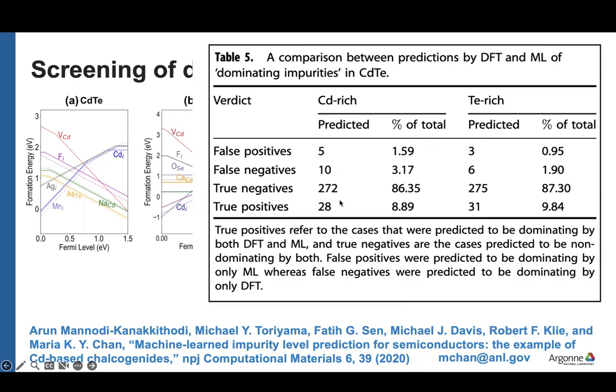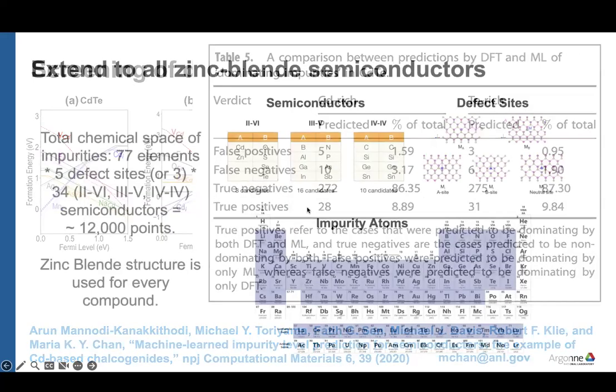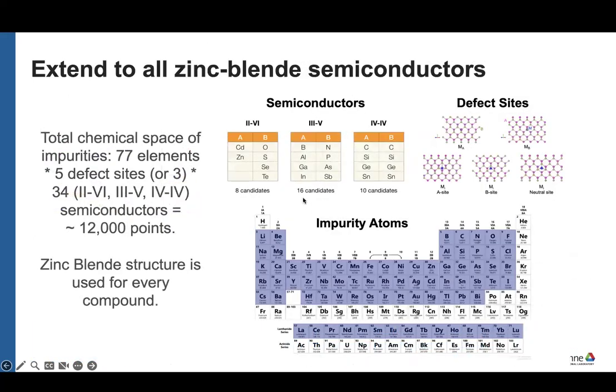So most of the time, you have some false positives and false negatives. So things that the model says are good dopants that are not, things that the model says are not good dopants but are. But then most of the things that were checked actually were accurate in terms of dopability. After doing this for cadmium chalcogenides, we actually extended to all zinc blende semiconductors. So zinc blende is the diamond structure, just with different A and B sometimes.